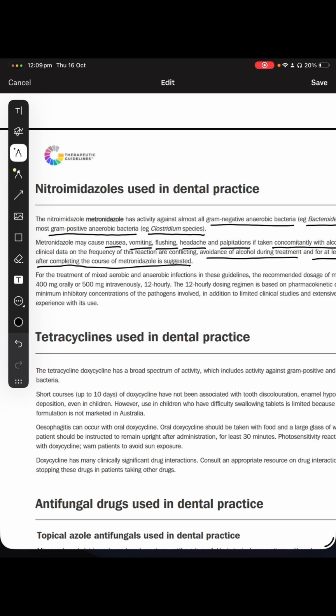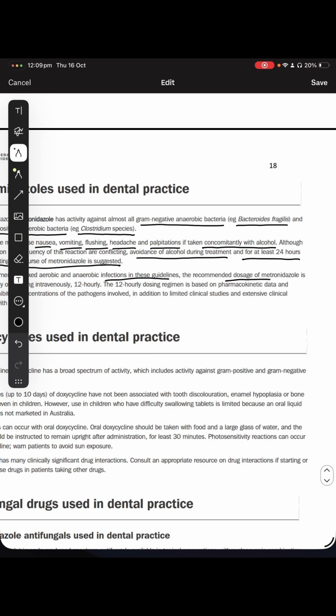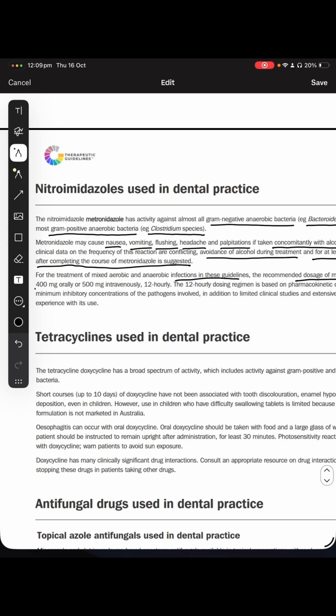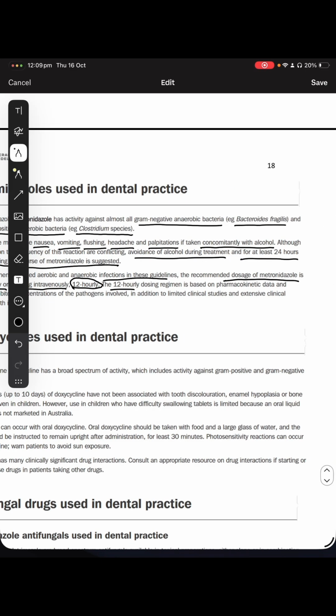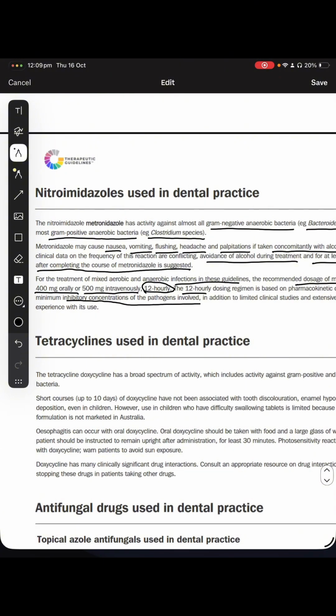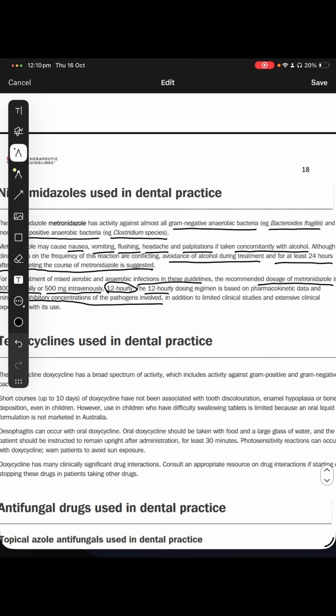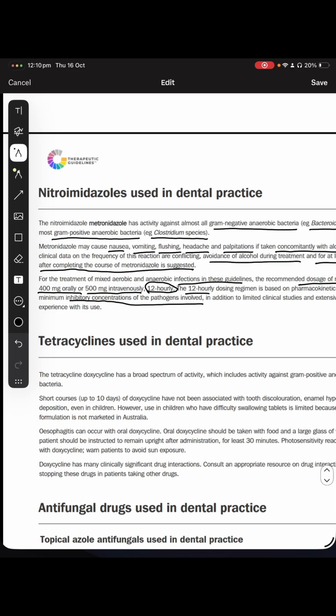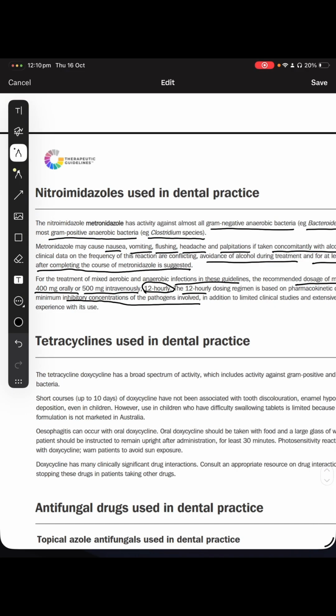Now, for the treatment of mixed aerobic and anaerobic infection in these guidelines, the recommended dose of metronidazole is 400 milligram orally or 500 milligram intravenously, 12 hourly. The 12 hourly dosing regimen is based on pharmacokinetic data and minimum inhibitory concentration of the pathogens involved, in addition to limited clinical studies and extensive clinical experience with its use. So, what is the dosage of metronidazole? 400 milligram orally or 500 milligram IV, 12 hourly.